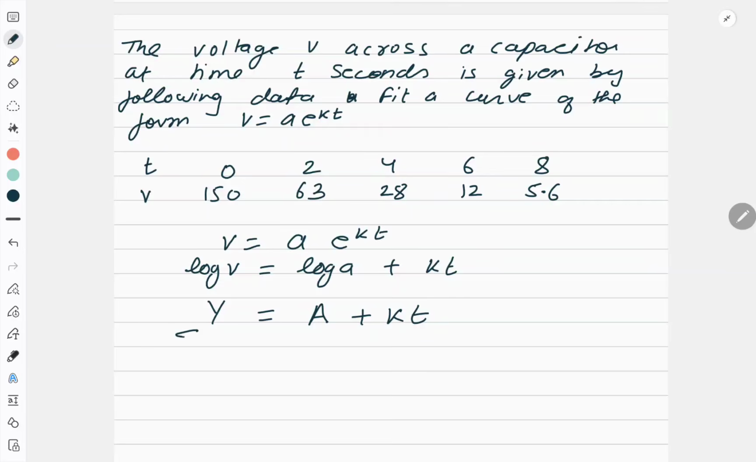What will be the normal equations? Summation y is equal to nA plus k summation t. Summation yt is equal to A summation t plus k summation t square.